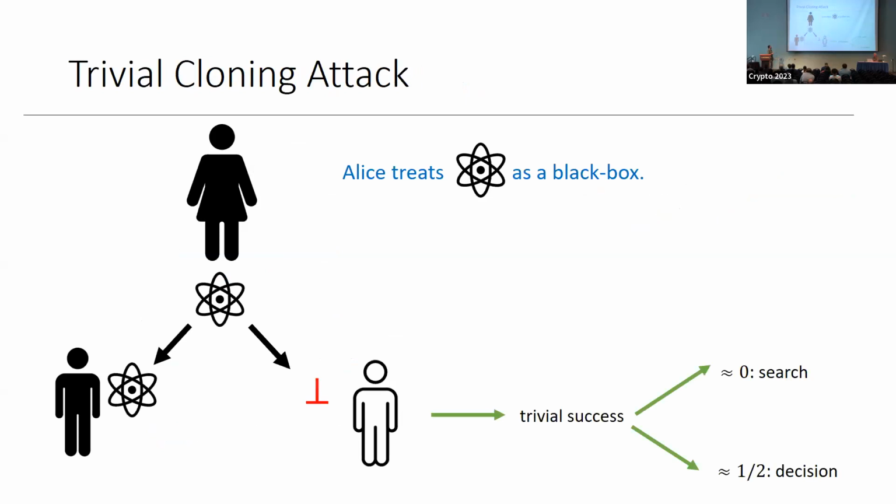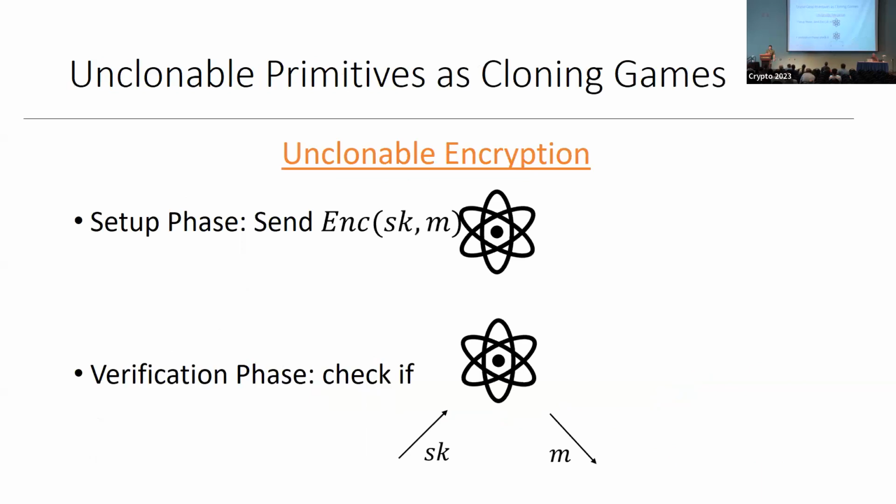What do I mean by that? I mean what's possible by a trivial cloning attack, in which Alice doesn't attempt to clone this state, simply sends it over to Bob, and Charlie makes his best educated guess about the answer. Now, if the trivial success is close to 0, that's a cloning search game, and if it's close to 1/2, that's a cloning decision game, matching terminology in the classical world.